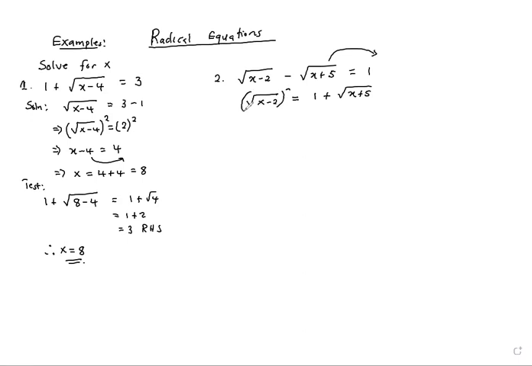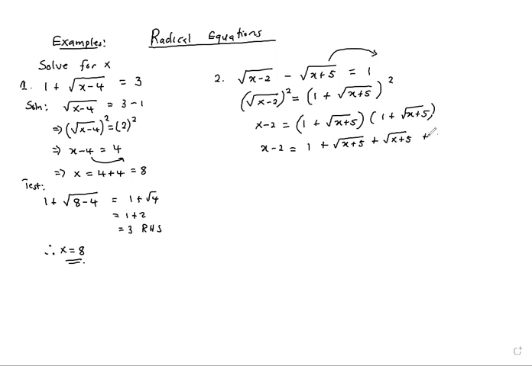Then now that's when you square and square. So on the left, it will be x minus 2. On the right, it will be 1 plus this guy multiplied by itself. So that we still have x minus 2. Then 1 times 1 is 1, plus 1 times the root of x plus 5, again x plus 5, and then plus x plus 5. So I'm sure this x and that x will cancel.